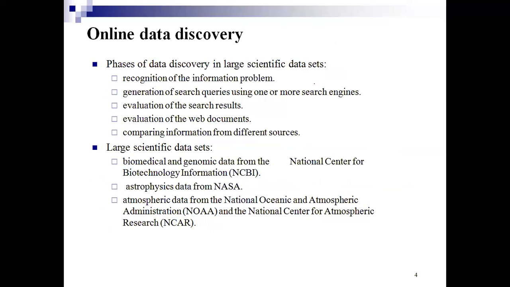Next, as I was talking about online data, the online data discovery, along with that, the large scientific data sets. These are the examples with respect to science and engineering. This we can see later. First, we'll see what is online data discovery. Here, the process of online data discovery can be viewed as an assembly of several phases. So we have several phases. The first phase is recognition of the information problem.